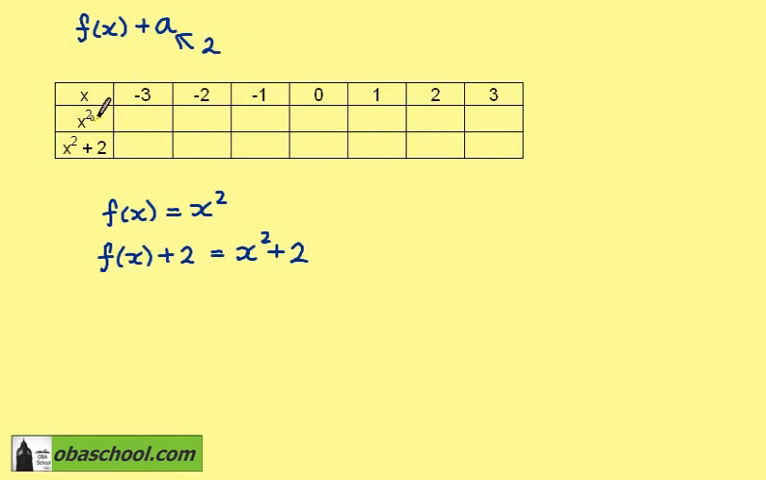We're going to complete the table of values. Minus 3 squared is 9, minus 2 squared is 4, minus 1 squared is 1, then we get 0, 1, 4 and 9. Computing for x squared plus 2 gives 11, 6, 3, 2, 3, 6 and 11. And if we compare the two rows, we can see that the bottom row is just 2 more than the top row at each stage.